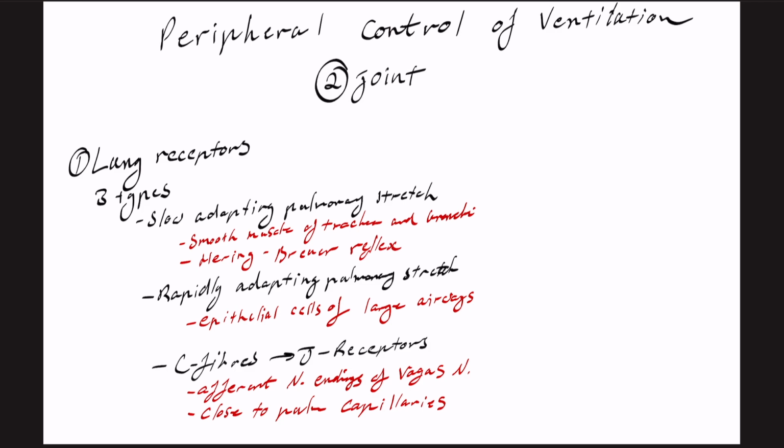So second, we have joint and muscle receptors, and these are to do with the proprioceptive nerve and muscle bundles, also known as muscle spindles.